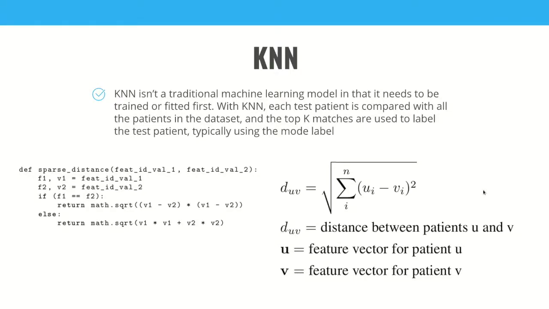KNN isn't a traditional machine learning model in the sense that it needs to be trained or fitted first. With KNN, each test patient is compared with all the patients in the dataset, and the top K matches are used to label the test patient, typically using the mode label. In our case, we had two different types of sequence data. One was a flattened array of feature ID value pairs, and the other was a sequence of dense vectors. We found that the flattened array worked better, and we were able to expedite the calculation of distance using the sparse distance function you see on the left.